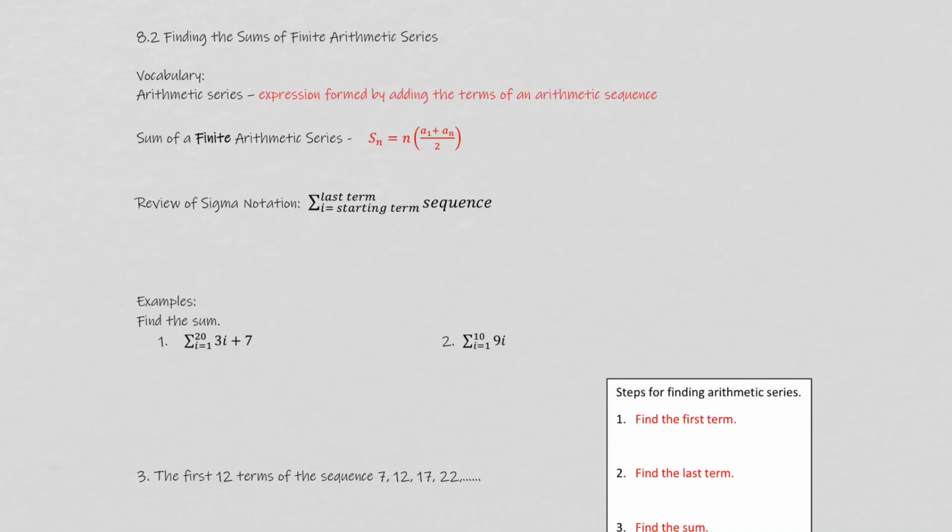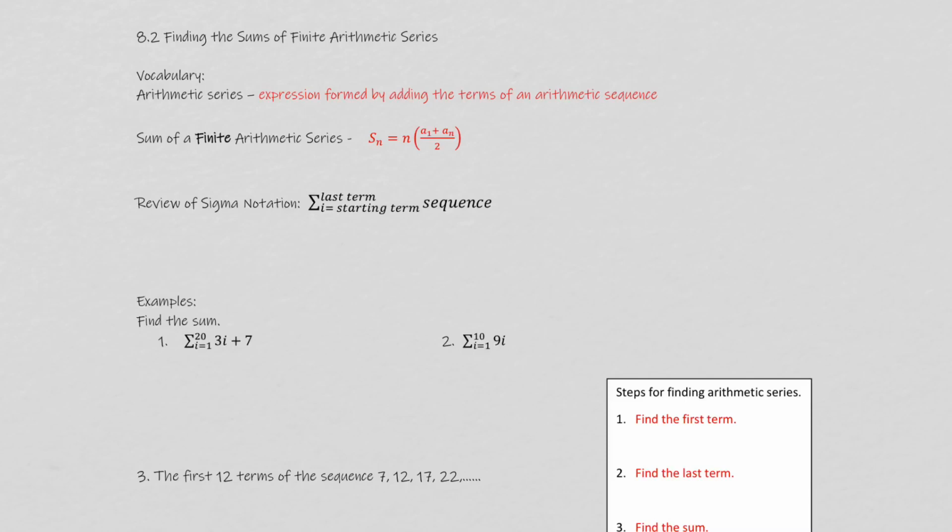So last week we talked about arithmetic sequences, and we started talking about finding the sum of arithmetic series. Just in review, an arithmetic sequence is just the numbers that follow a certain formula, whereas a series is the expression formed by adding the terms of that arithmetic sequence.